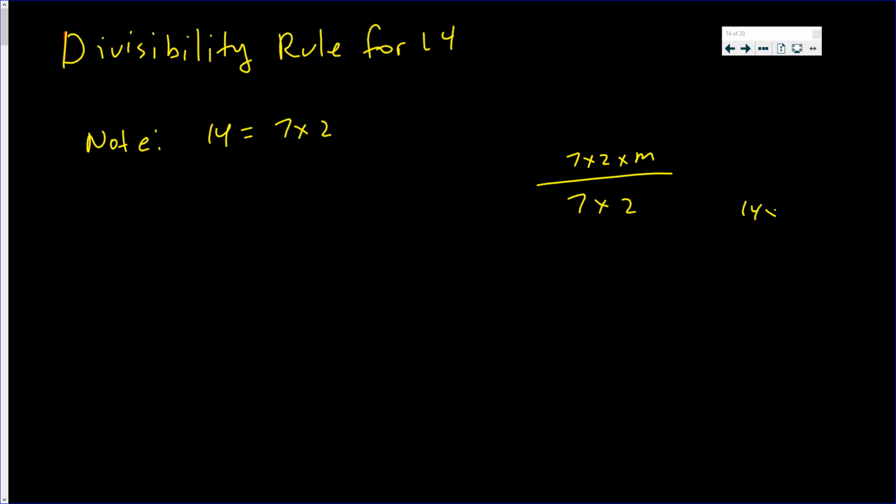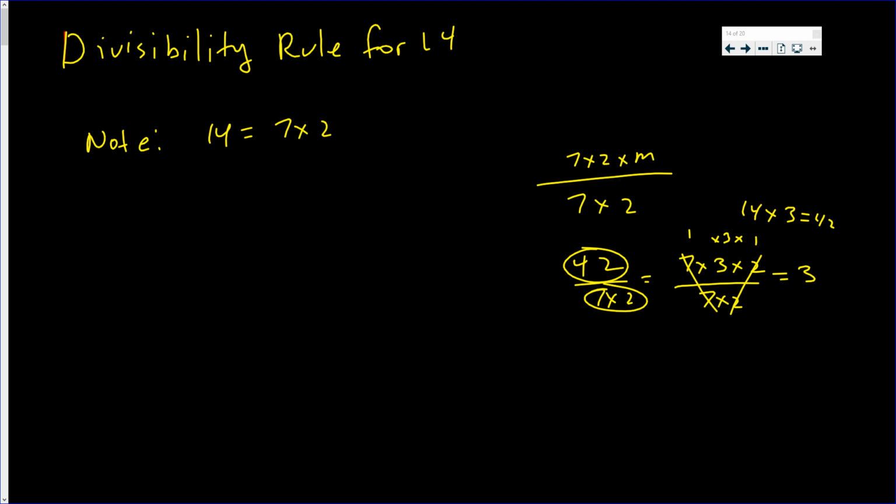Maybe it's 14 times 3, which is 42. Okay, so 42 divided by 7 times 2. This is 7 times 3 times 2. You divide by 7 times 2. The 7's reduce to 1. The 2's cancel out to 1. 1 times 3 times 1 is 3. So yes, 14 did go into 42.